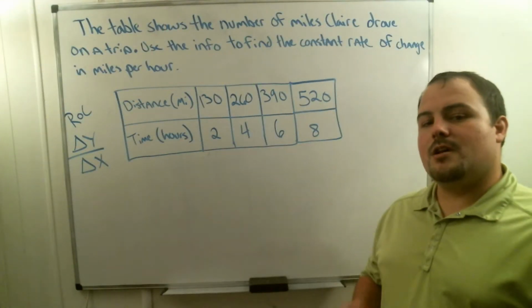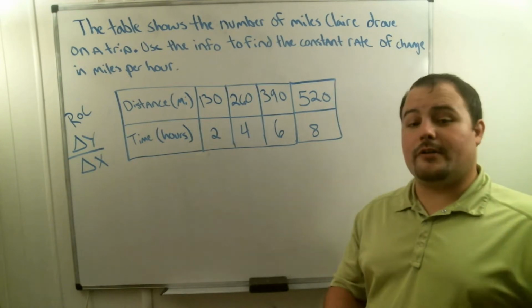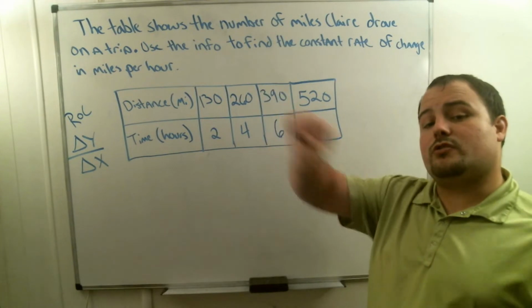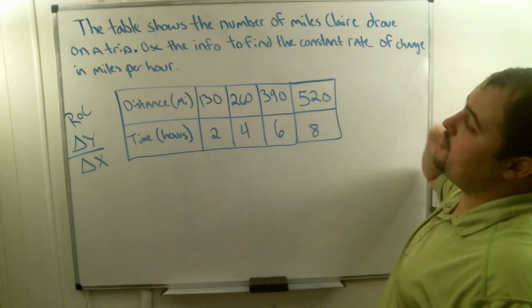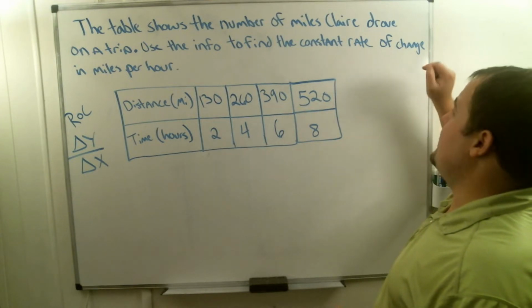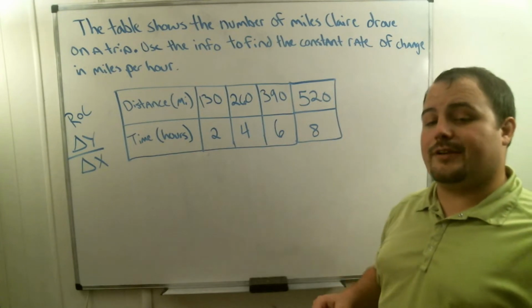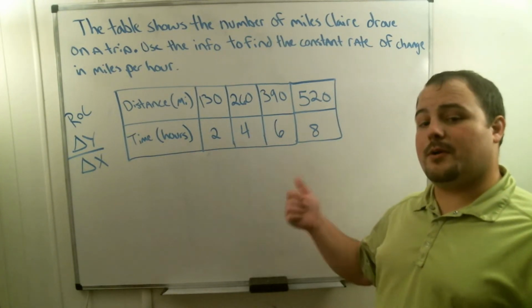In this problem, we're going to be taking the table and finding the rate of change. We need to figure out if the rate of change is constant. If our rate of change is constant, our graph would be a straight line. The table shows the number of miles that Claire drove on a trip. Use the information to find the constant rate of change in miles per hour. So they're telling us it is a constant rate of change. We just got to figure out what the constant rate of change is in miles per hour.